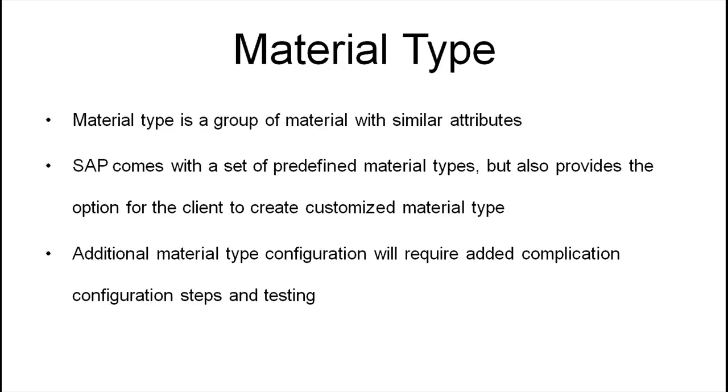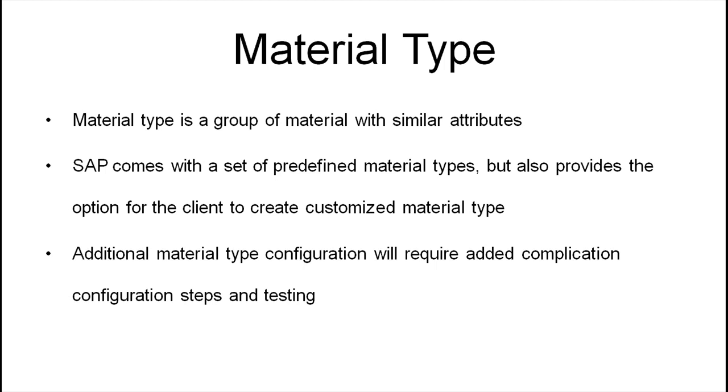Material type is a group of materials with similar attributes. Grouping of materials in a uniform manner can be for materials purchased internally or that are non-valuated. SAP comes with a set of predefined material types, but also provides the option for the client to create a customized material type. Additional material type configuration will require added configuration steps and testing.